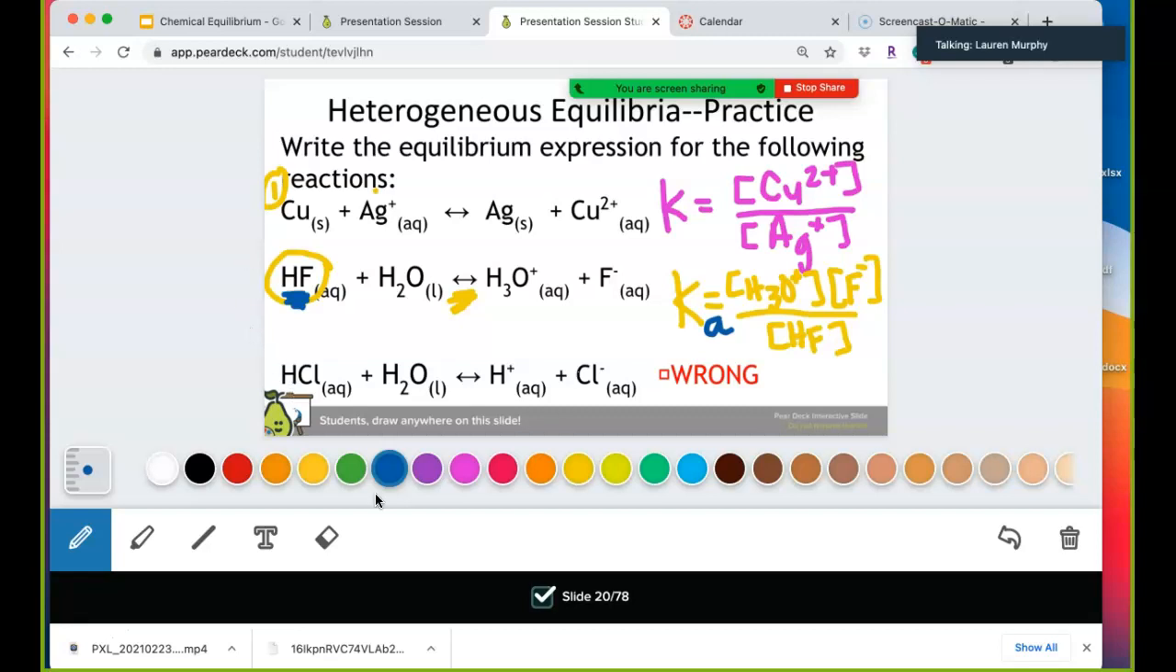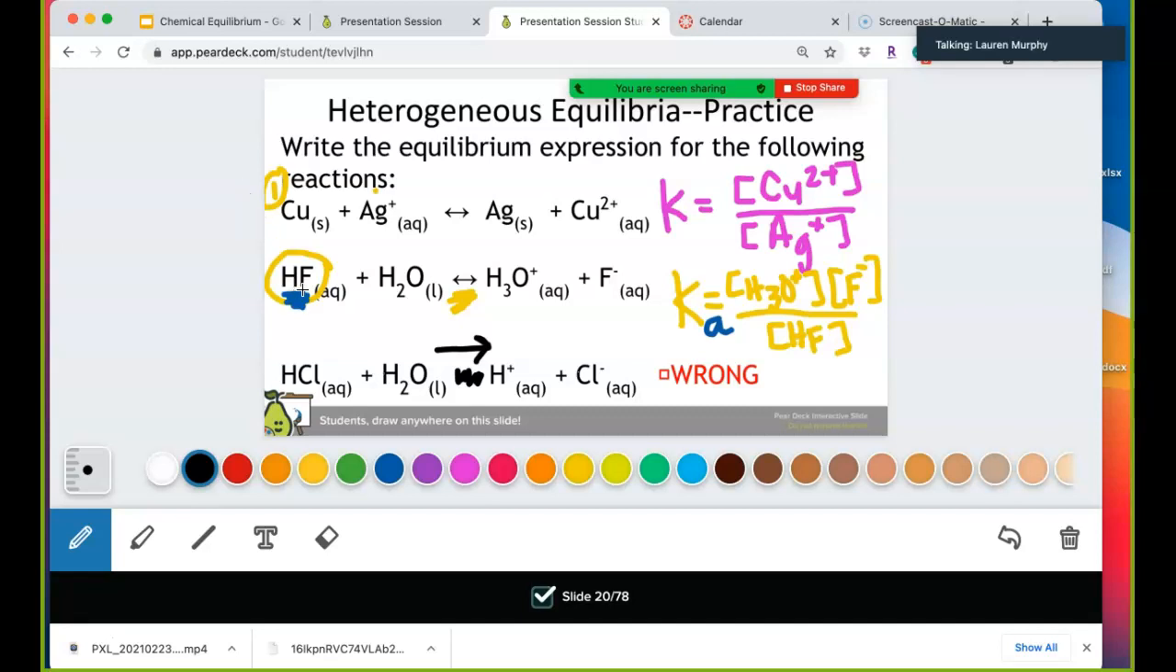What is wrong about my third reaction? HCl is strong. Strong acids do not go to equilibrium. They 100% ionize. This is like a one-way street. You're not going to equilibrium. So there's no K expression for anything that doesn't go to equilibrium. The equilibrium expression is for things that go to equilibrium, not for things that go to completion.